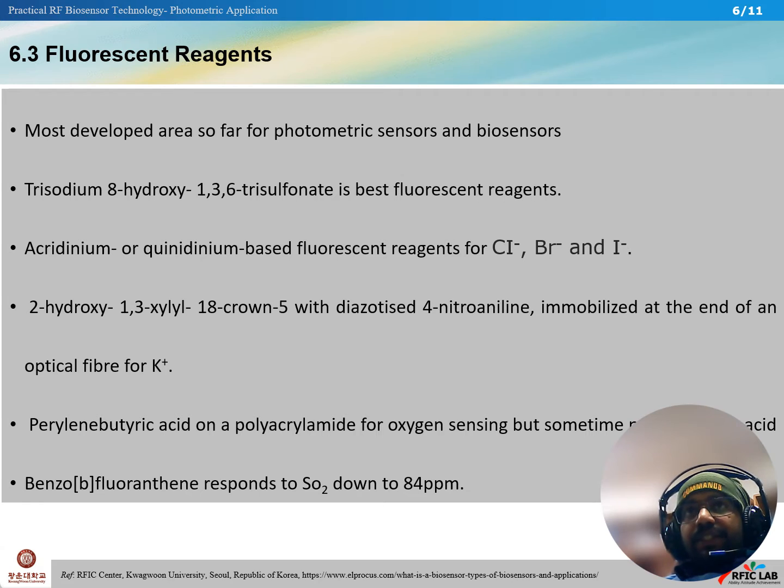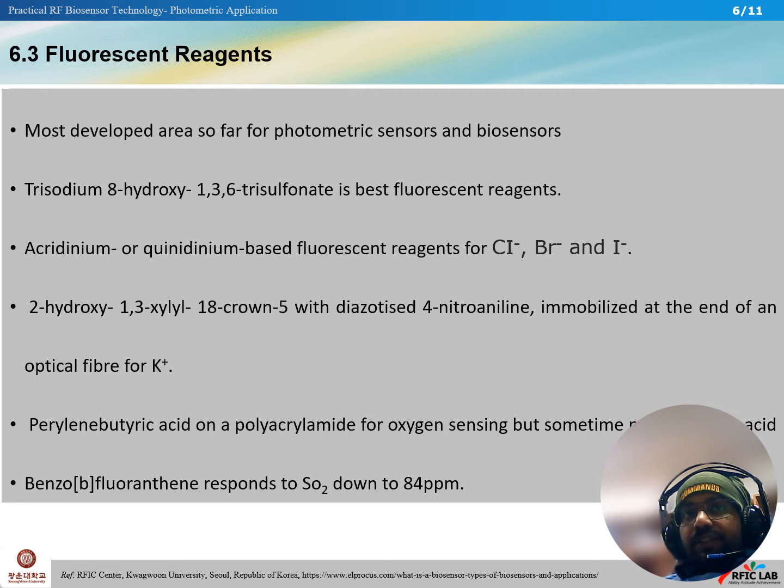Now the fluorescent reagent. This is the most developed area so far for the photometric sensor and biosensor. Trisodium 8-hydroxy-1,3,6-trisulfonate is the best fluorescent reagent for the detection in a photometric sensor and a biosensor. And acridinium and quinidinium based fluorescent reagents are the basis for detecting halogen materials like chlorine, bromine, and iodine.